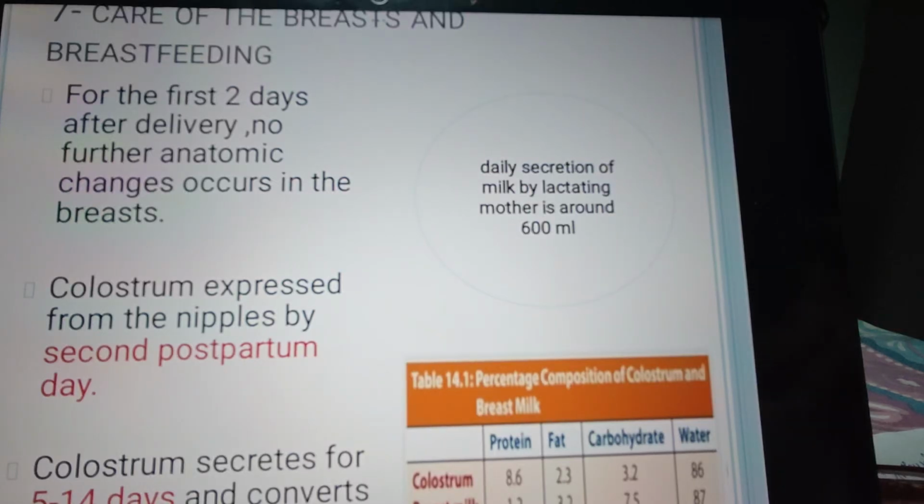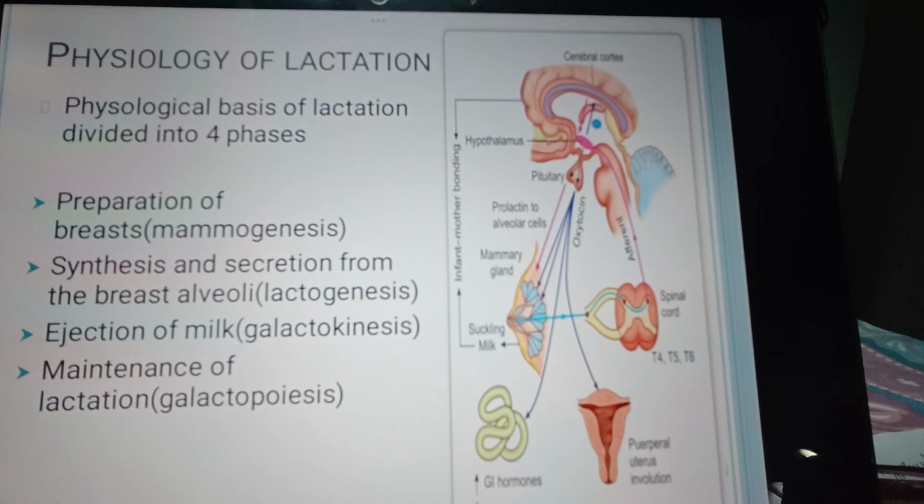Now what is the daily secretion of milk by a lactating mother? It is around 600 ml per day. Coming to physiology of lactation, the lactation is divided into 4 phases, that is mammogenesis, lactogenesis, galactokinesis, galactopoiesis. So what is mammogenesis? Mammogenesis is the preparation of the breast, while lactogenesis is the synthesis and secretion of milk from the breast alveoli. Ejection of milk is known as galactokinesis, and maintenance of lactation is called galactopoiesis.